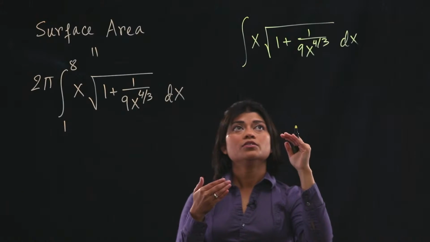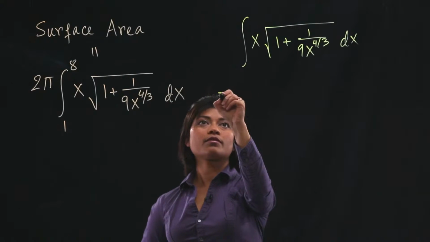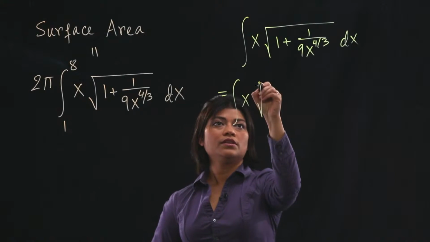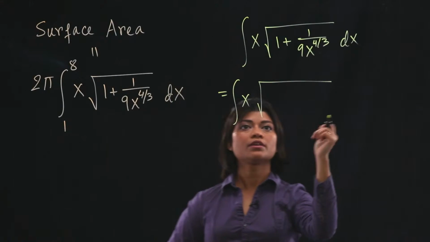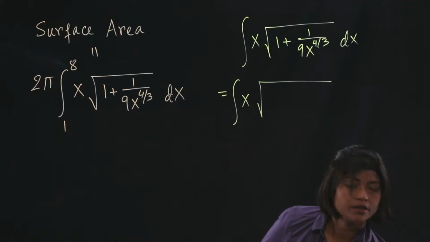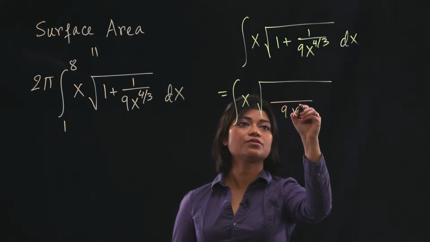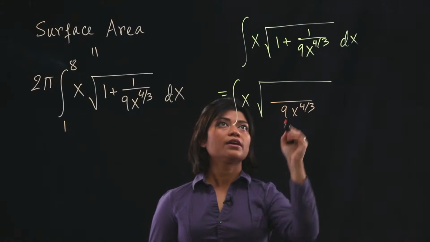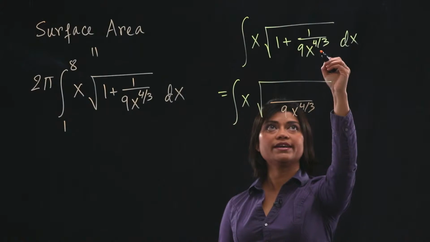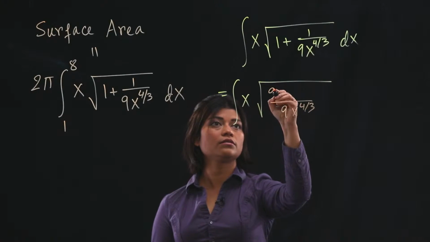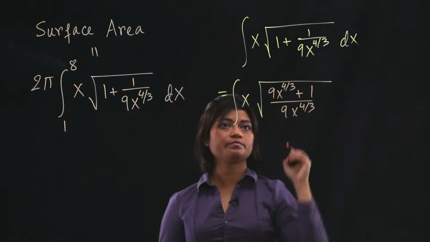Okay, so let us simplify this expression a little bit more. Let us add the two terms together inside the square root. Then we will have a common denominator of 9x to the power 4/3. And then in the numerator, you're just going to cross multiply. So 9x to the 4/3 times 1 plus 1.